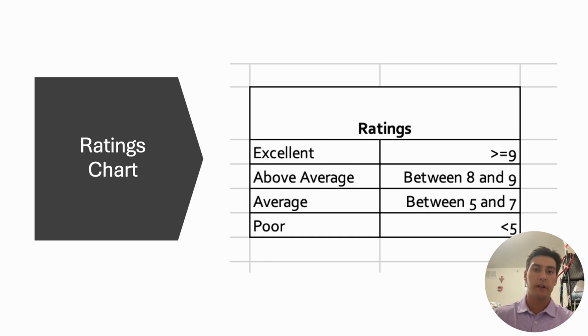With this, for the survey ratings, this is the scale we used. Anything below a 5 rating would be considered poor. Anything between 5 and 7 rating would be average. Anything between 8 and 9 would be above average. And then finally at the top, anything above 9 would be considered excellent.